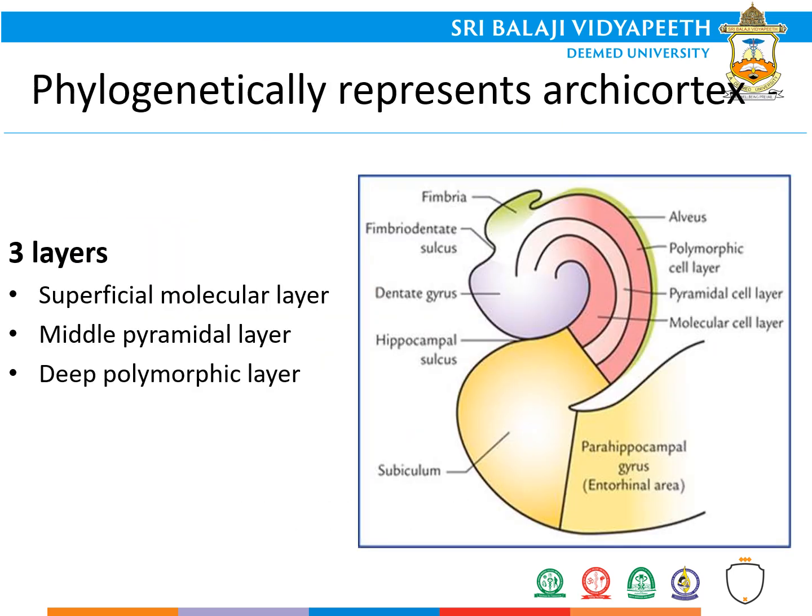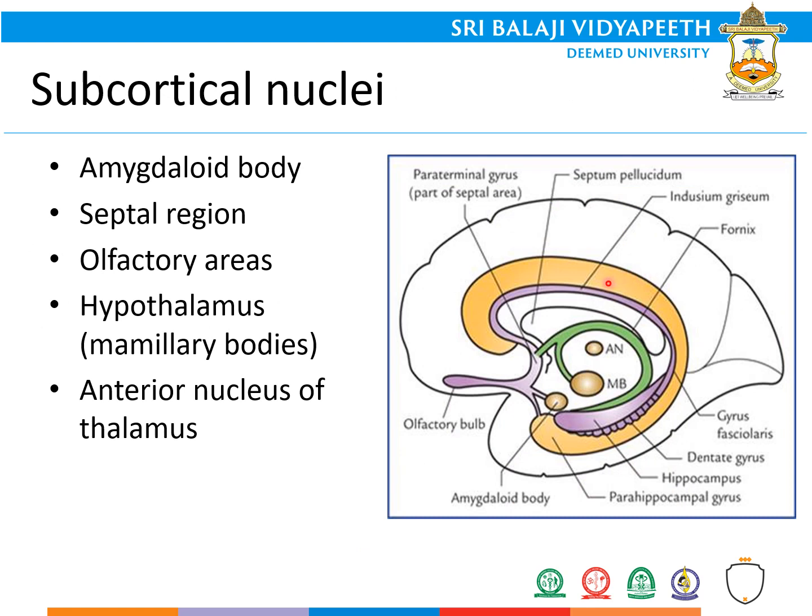Now phylogenetically, it represents archicortex. Archicortex is the oldest existing cortex phylogenetically, and it consists of three layers: a superficial molecular layer, a middle pyramidal layer and a deep polymorphic layer. Then coming to the subcortical nuclei, these include the amygdaloid body, the septal region, the olfactory areas, and the hypothalamus, basically the mammillary bodies in it and the anterior nucleus of the hypothalamus.